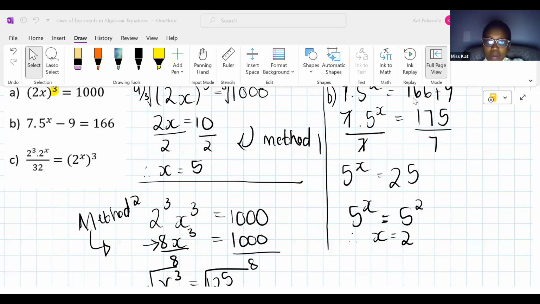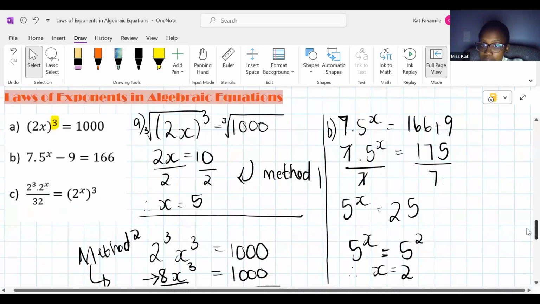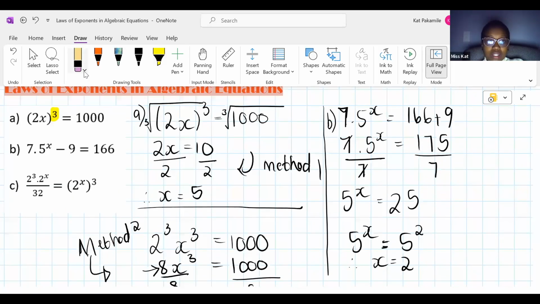Do we have questions about that one? Okay, hands just went up. Zuleika, do you have a question? Yes, miss. Miss, I don't understand B. Okay, but where exactly did I lose you? You lost me when you started dividing the thing by 7. How did you know that you have to divide the thing by 7?